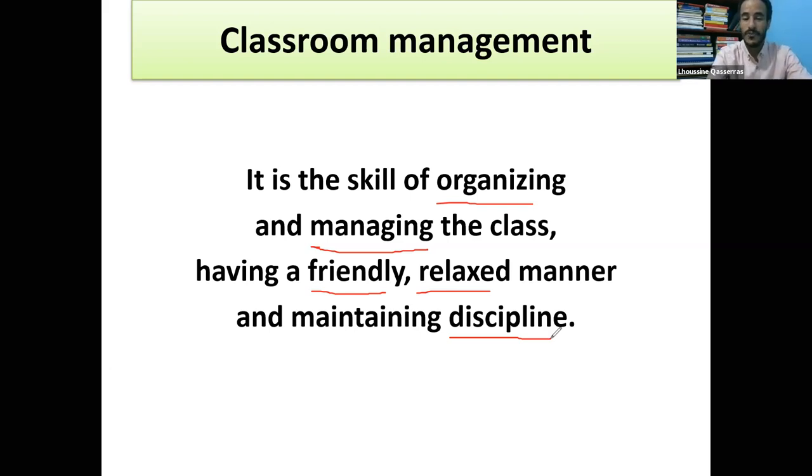Yes, sir. Both of them lacked these managing the class. For example, Nancy, students made a lot of troubles. For Murad, he had no discipline problems, but students didn't feel relaxed and did not interact. So organizing, managing, creating friendly, relaxed, and maintaining discipline. Great. Now let me move to the next slide. The next one.